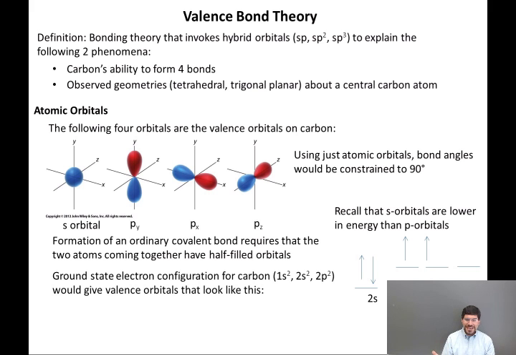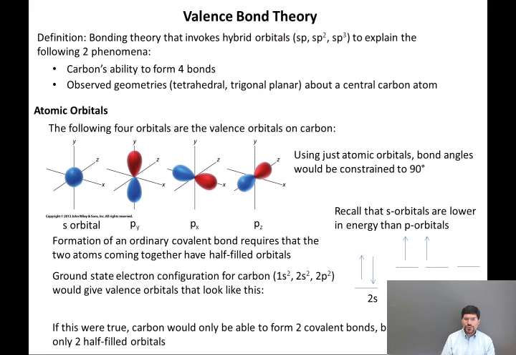Well, what does this mean? We have only 2 half-filled orbitals, so therefore, if this diagram were all we could do, carbon would only be able to form 2 covalent bonds. But we know that carbon forms 4 bonds as being one of the most important principles of organic chemistry. Therefore, there's got to be more to the theory than this picture allows.